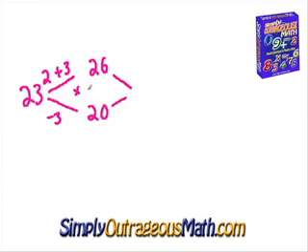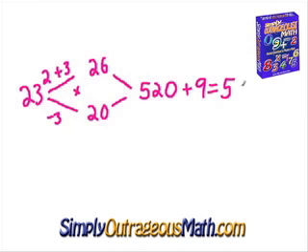Right, and we multiply 26 times 20. Think about 26 times 2. That would give us 52. Add our 0 in, that's 520. And to get the second part of the answer, we're going to either square 3 or square negative 3. And that would give us 9. The answer is 520 plus 9 is 529.